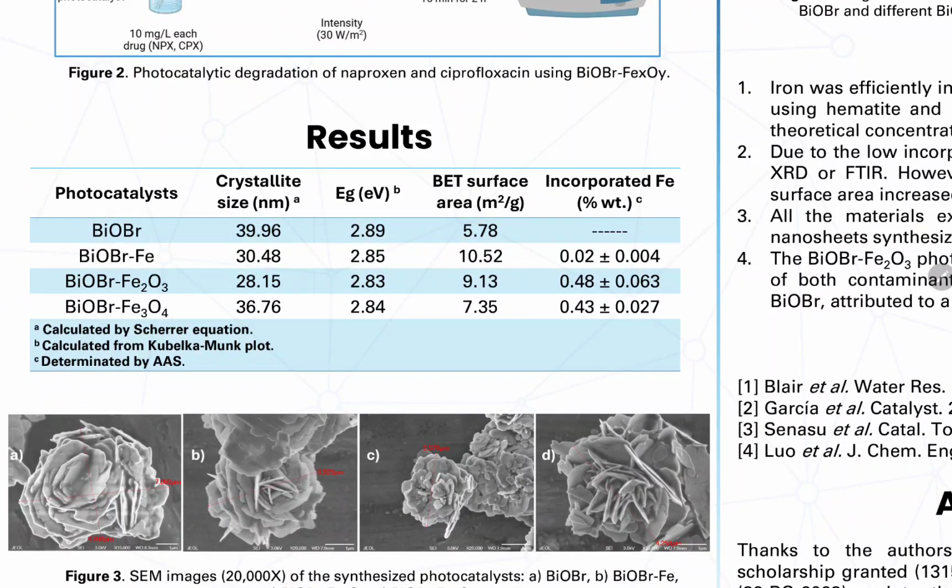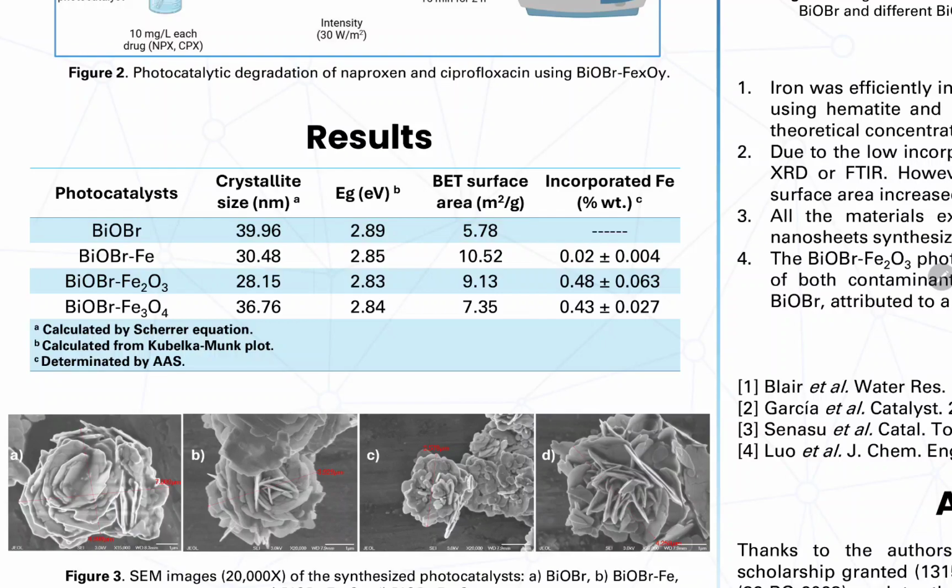Here we have the results. This table shows the results of the characterizations made to the photocatalysts by different techniques. First, the size of the crystallite was calculated by the Scherrer equation, in which it is observed that when incorporating iron into bismuth oxybromide, there is a decrease in the size of the crystallite.